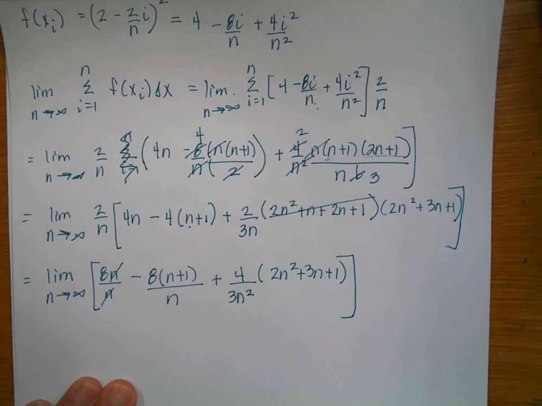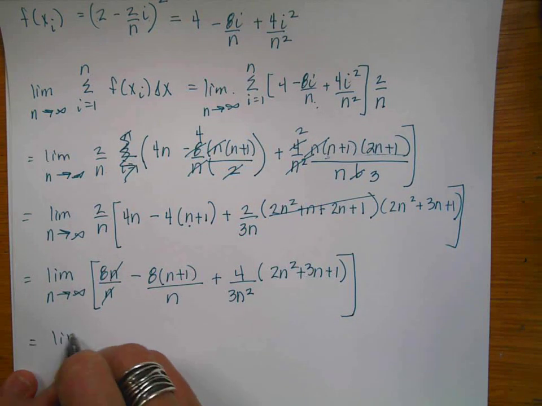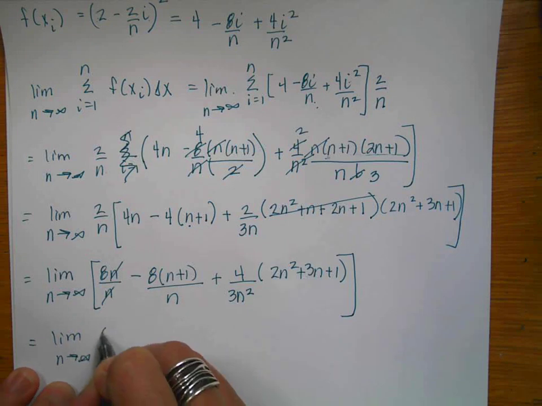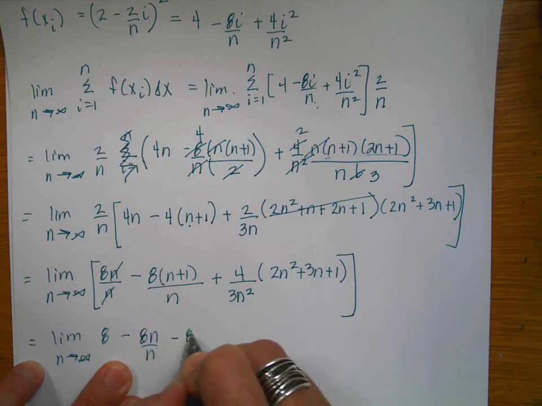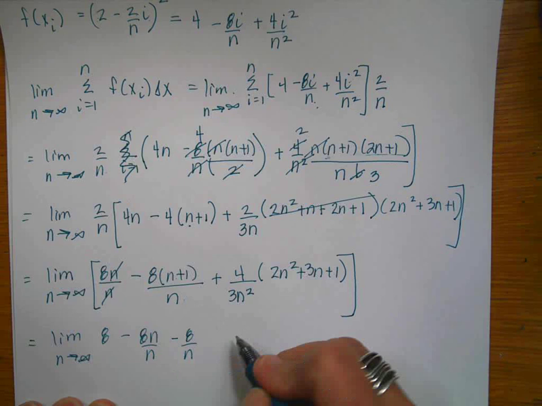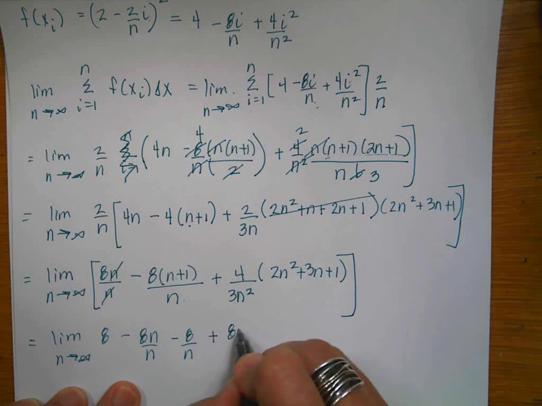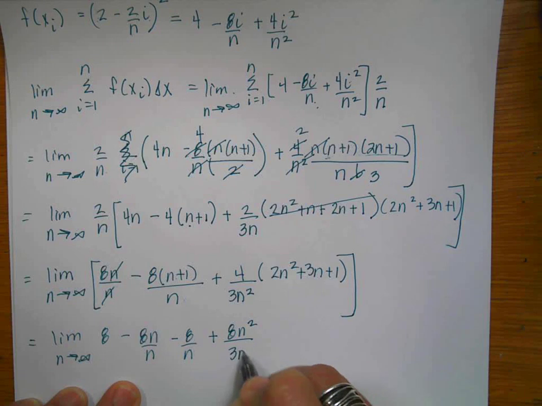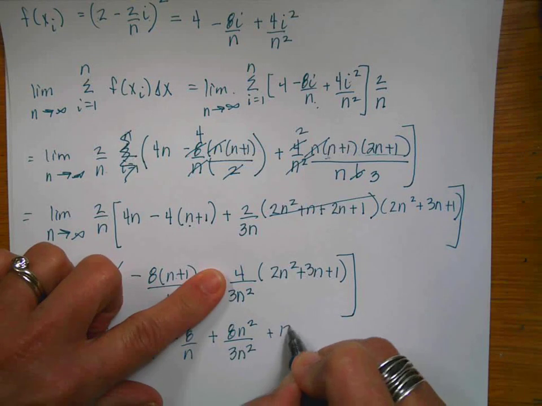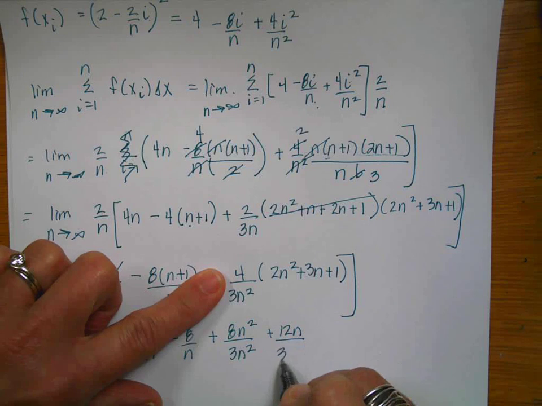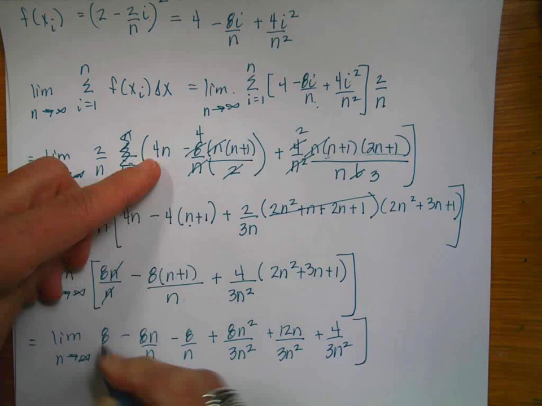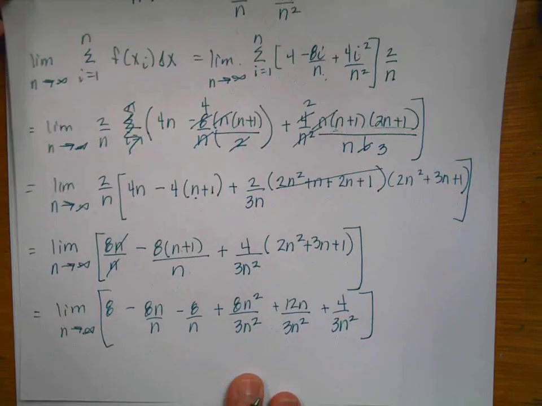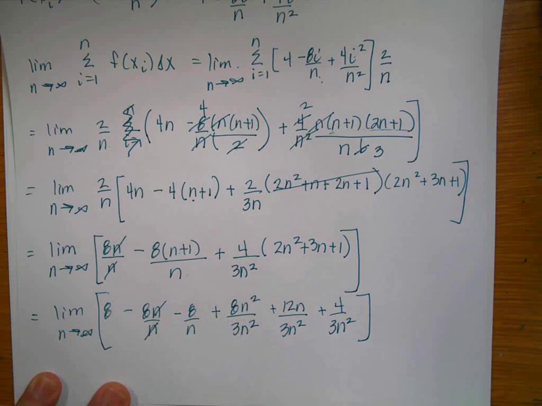Okay. All right, now I'm going to clean it up a little bit more. So these n's cancel. And then at this point, now I'm going to just separate it out a little bit more as n goes to infinity. So here's the 8. Then I have minus 8n over n minus 8 over n. That's this term right here. And then plus 8n squared over 3n squared plus 12n over 3n squared plus 4 over 3n squared. Whew, that's a lot of math.